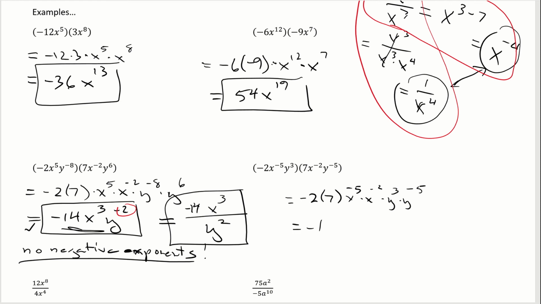And again, we get that negative 14, but now we get different powers. We've got x to the minus 2 minus 5 is minus 7, and y to the 3 minus 5 is minus 2. Again, good answer. Good job.